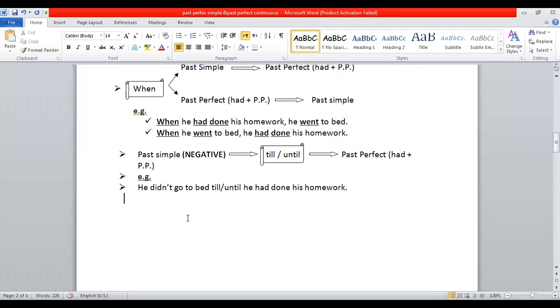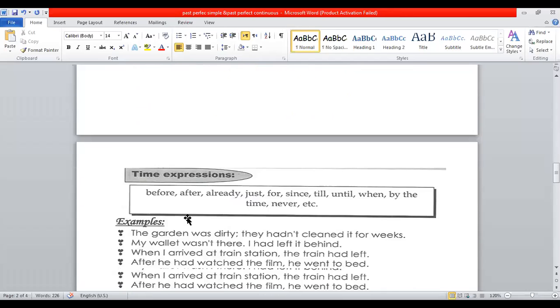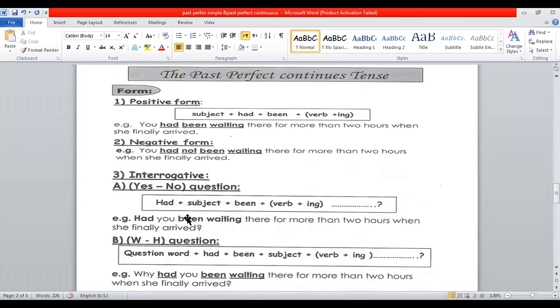The other tense that we will study now is past perfect continuous. What's the difference between the past perfect simple and past perfect continuous? There is a difference between them because the past perfect simple, it's okay, we can form it by using had plus past participle.